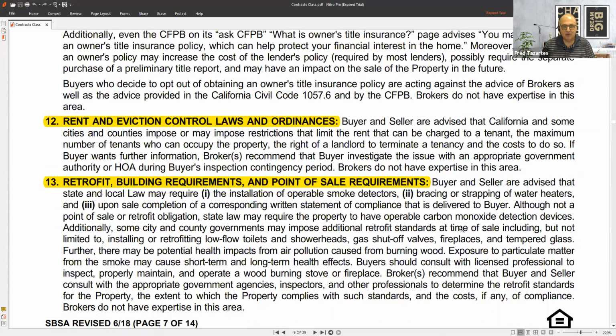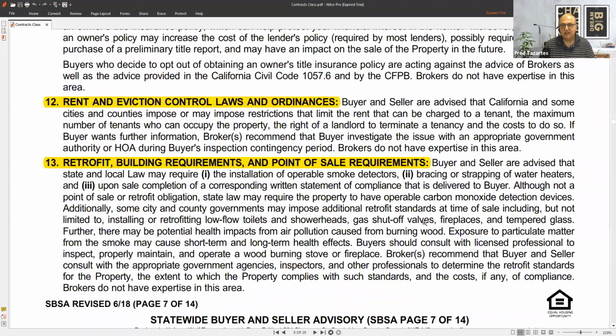Another big item right now is rent and eviction control laws. If you are buying a property that has a renter, or you're thinking of turning it into a rental, look at your local ordinances and laws to see what rules you have to follow, what are the current laws. Right now we have a few deals where we can't move forward because the renter's in there, we can't evict them. This deal's basically stalled until someone figures out where the renter can go, because there's really no place to go, and how we can make this deal happen.